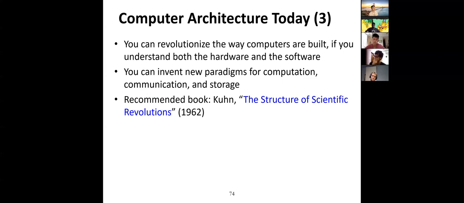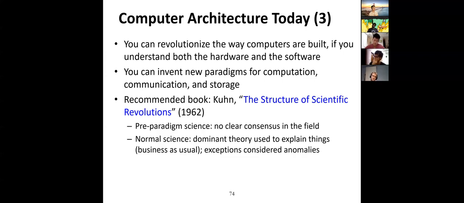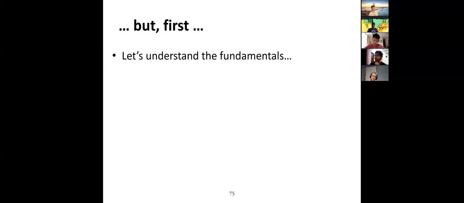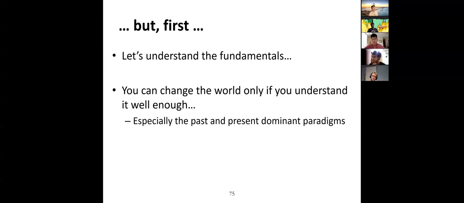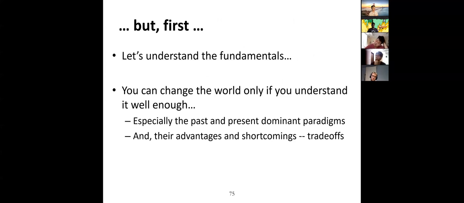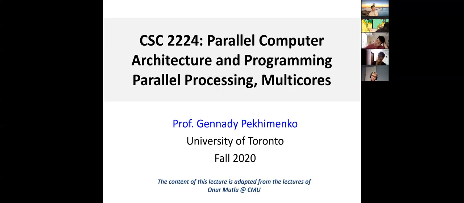If you want a really encouraging book about how to make the next scientific revolution, read The Structure of Scientific Revolutions. But before going into these radical things, let's understand the fundamentals. You cannot change the world if you don't understand it well enough. Especially the past and present dominant paradigms, their advantages and shortcomings, and the trade-offs. This is what this course is about.